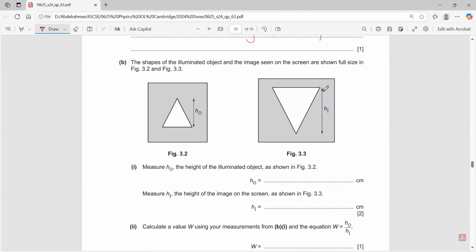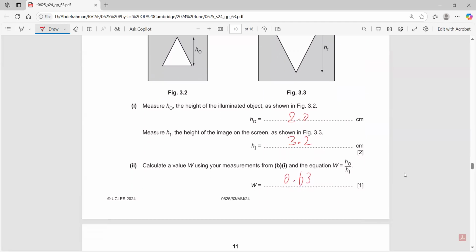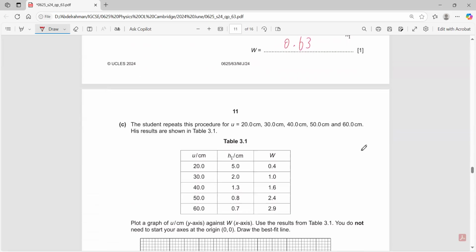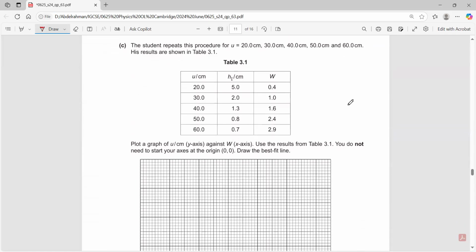Can I find HO and HI, the height of the object and the height of the image? Yes, the object would be 2.0 and the image would be 3.2 centimeters. Can I find W, which is HO divided by HI? Yes, 2 divided by 3.2 is 0.625 or 0.63, without any unit, because this is a ratio. The student repeats the procedure for 20, 30, 40, and 50.